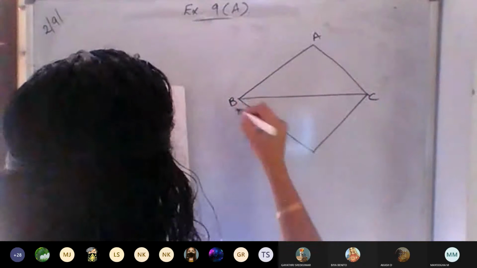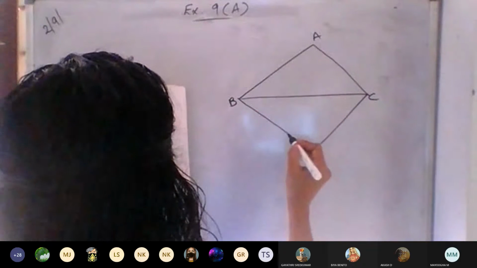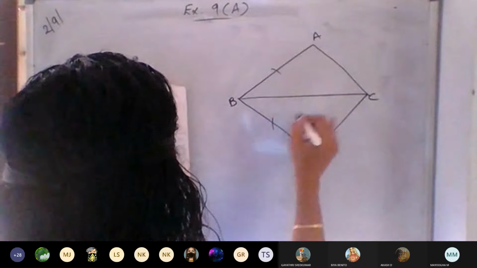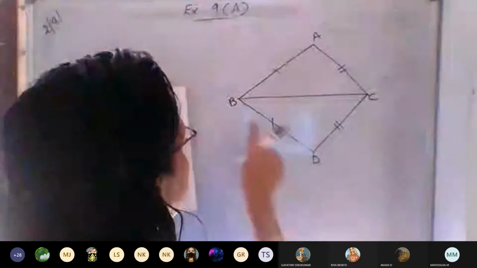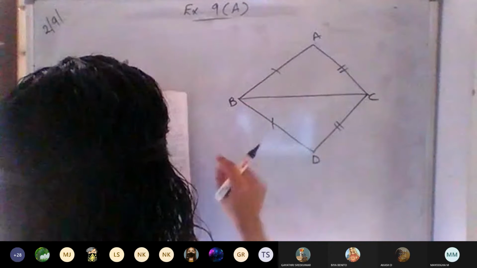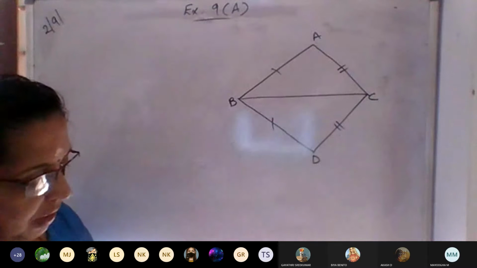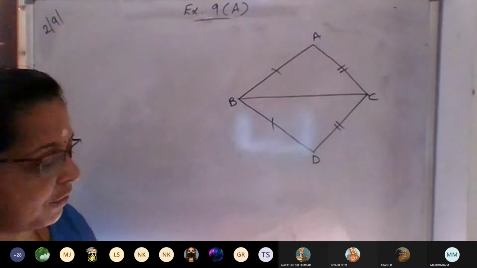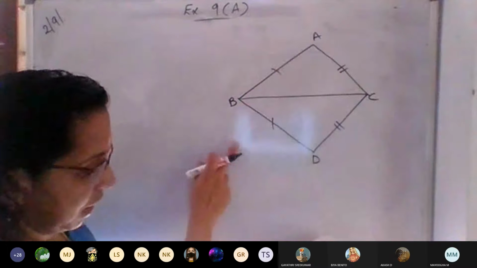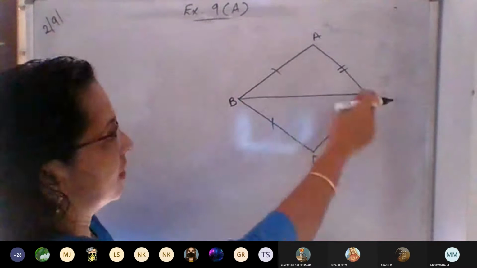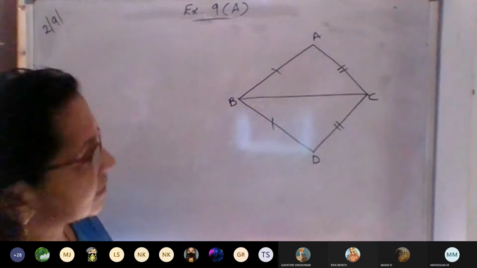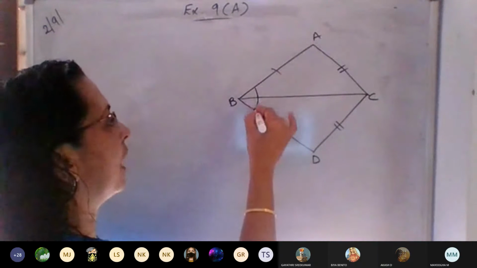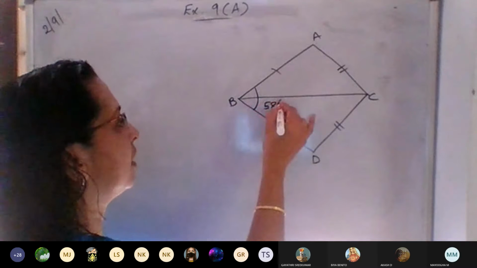A, B, C, D. These two sides are equal and these two sides are equal. That means AC is equal to DC and BD is equal to AD. AB is equal to DB. Question number 10: in the given figure, AB is equal to DB and AC is equal to BC. Angle ABD, this full angle, is given as 58 degrees.